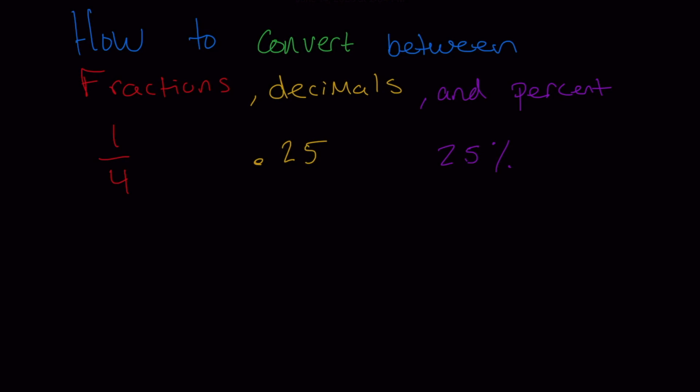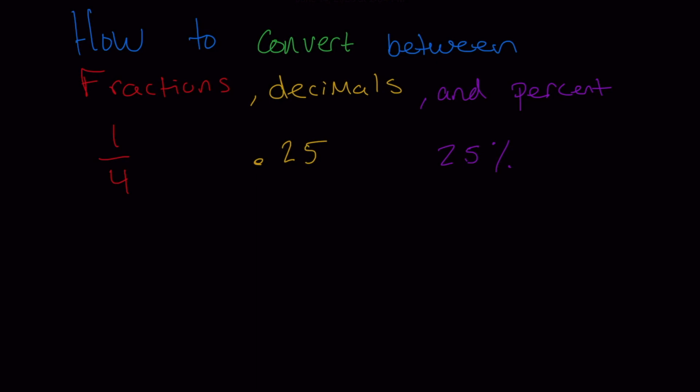In fraction form, that would be 1/4. In decimal form, 0.25. And in percent form, obviously 25%. But let's talk about how we convert between each value. Say given 1/4, I want to convert it to a decimal, and I want to convert that decimal to a percent. Or vice versa. Say I'm given a decimal and I'll convert to a fraction or any of the other values. Let's start with the fraction.